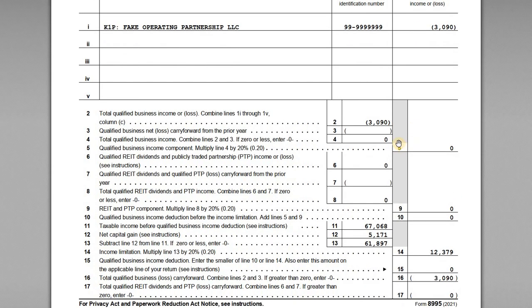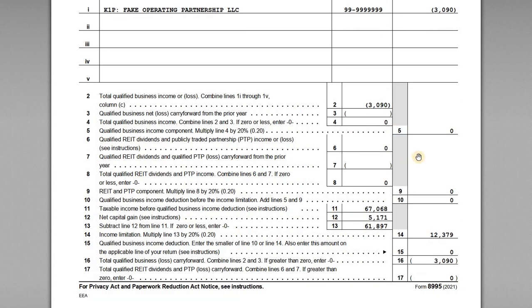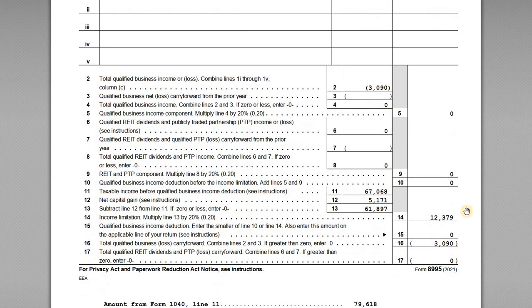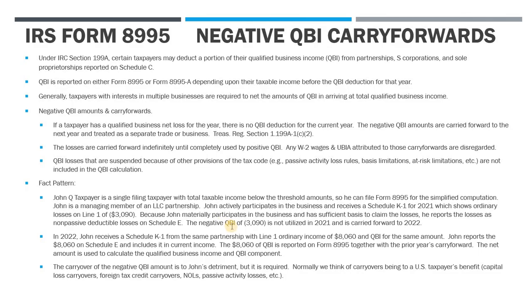Now, the $3,090 doesn't disappear. It was included in his taxable income, but for QBI purposes, it has to be carried forward. So the total qualified business loss carry forward reported here on line 16 is the $3,090. Next year, John has to make sure that when he does his QBI calculation, he is picking up this carry forward amount. Now let's go back to the fact pattern and finish this, and then we'll go to the 2022 form and see how all this comes together.